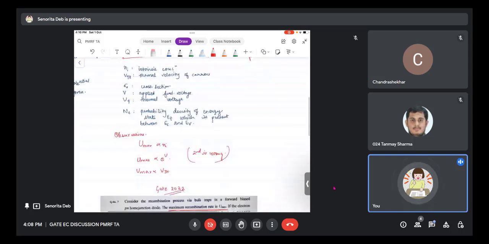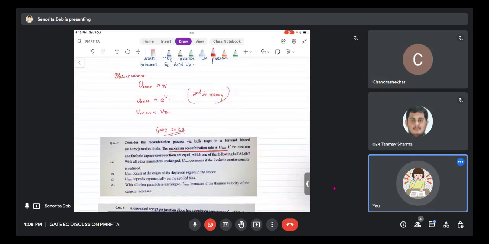In the question it is asked, Umax decreases with intrinsic carrier density. So this is true, since Umax is directly proportional to ni. If ni decreases, Umax decreases. Now look at option C. Leave B for now.